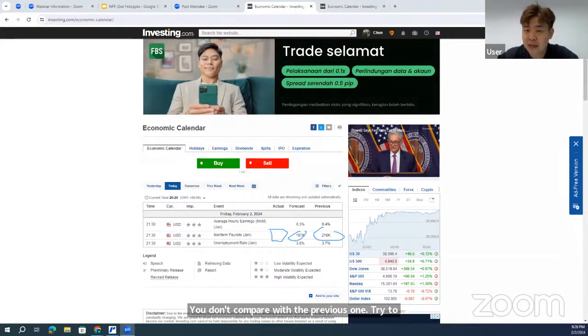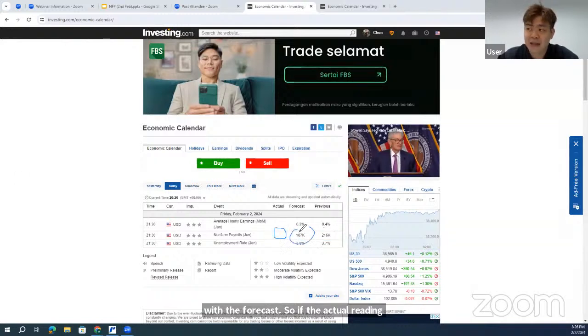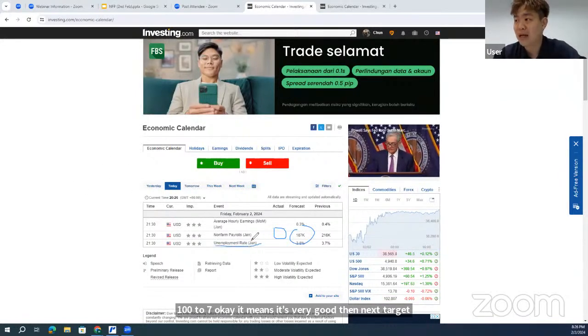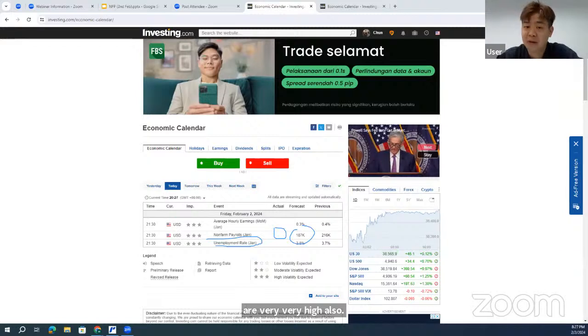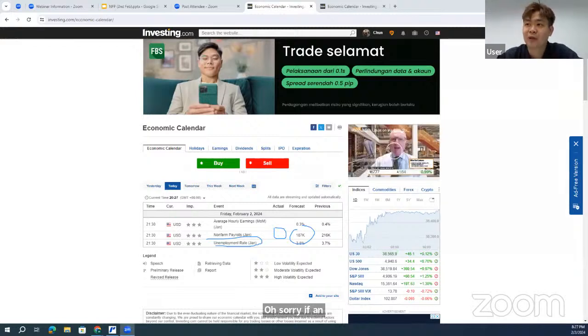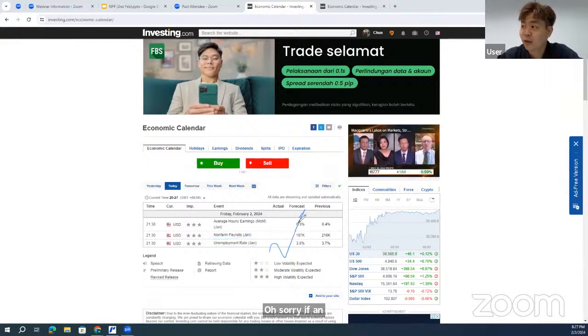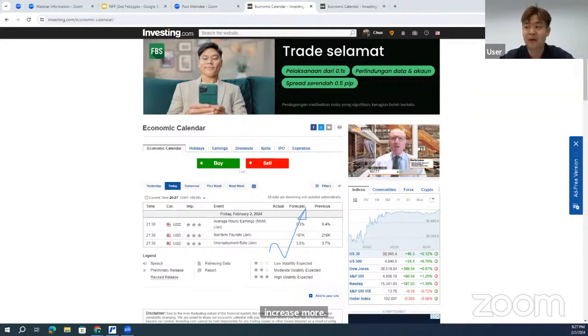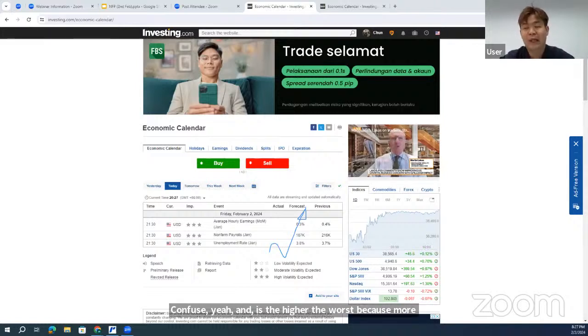So if the actual reading is higher than the forecast, higher than 187K, it means it's very, very good. Then the next target you need to eye on should be the unemployment rate. If the unemployment rate is very low and NFP is very, very good, then there will be a higher chance for the dollar to increase more. Don't confuse, yeah. Unemployment rate is the higher the worse because more people don't get jobs in the United States. Dollar normally will drop. And non-farm payroll, the higher the better.